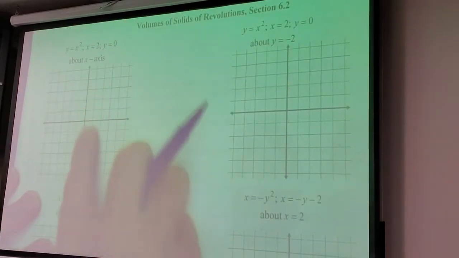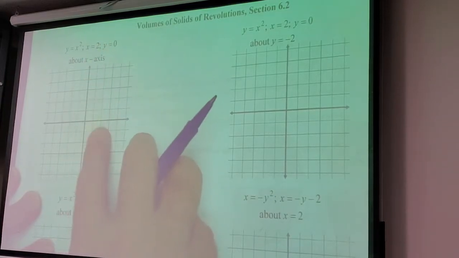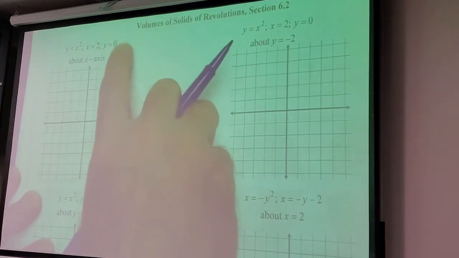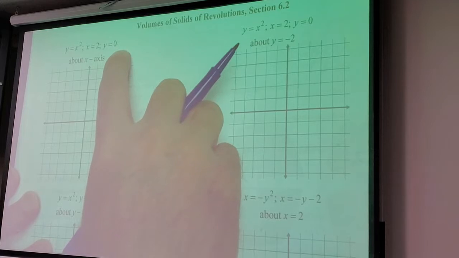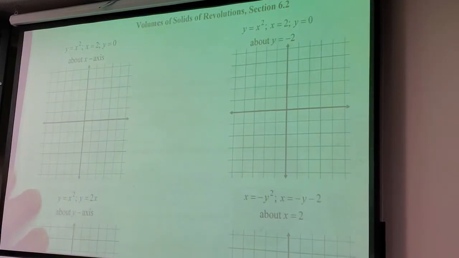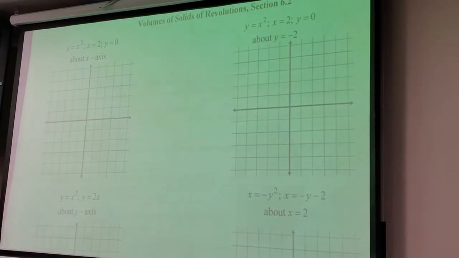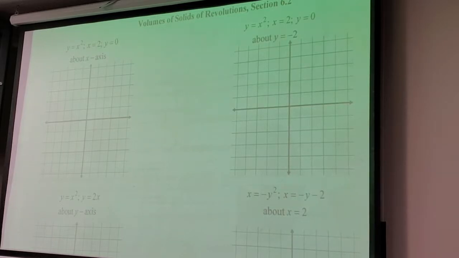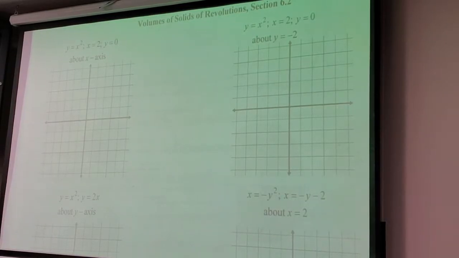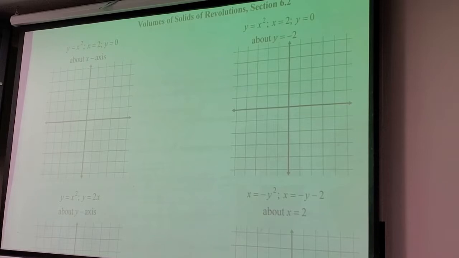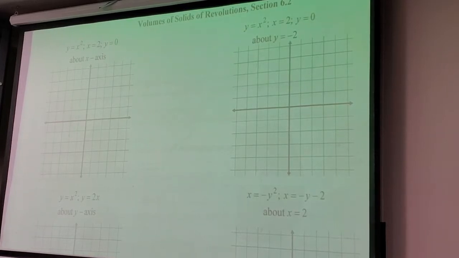Can you guys very quickly just plot this here? What does y equals 0 mean? The x-axis. So it's going to be bounded by the x-axis and those two functions or relations.